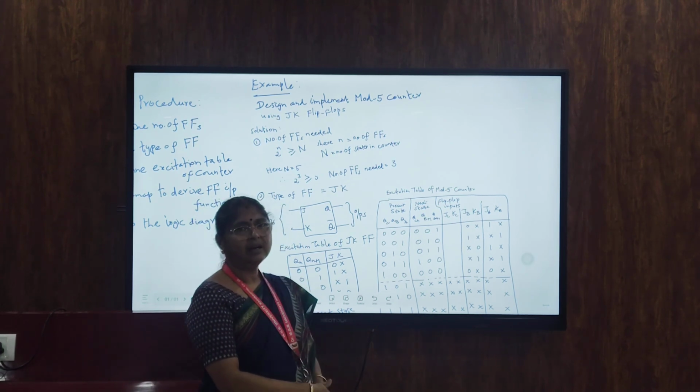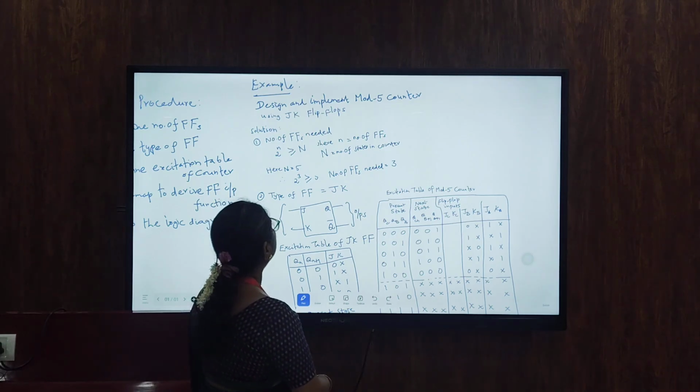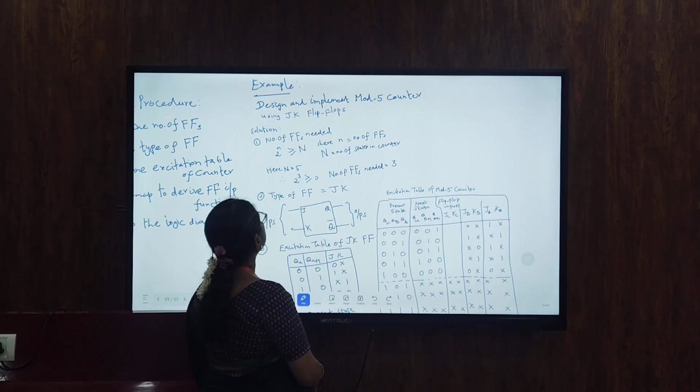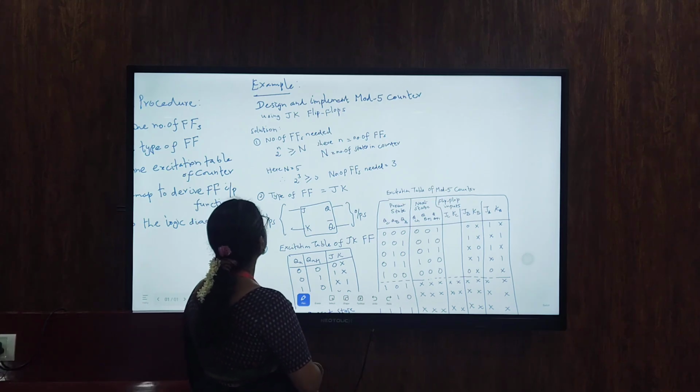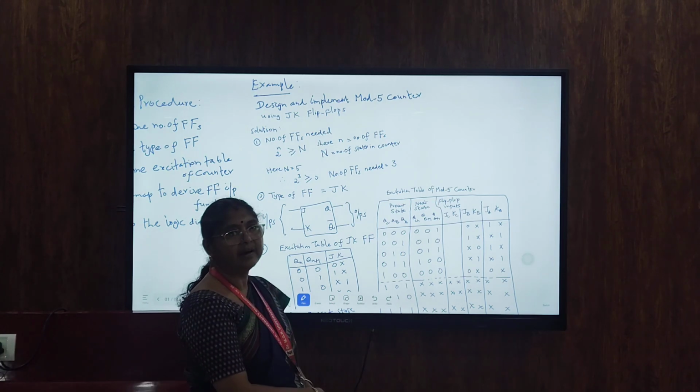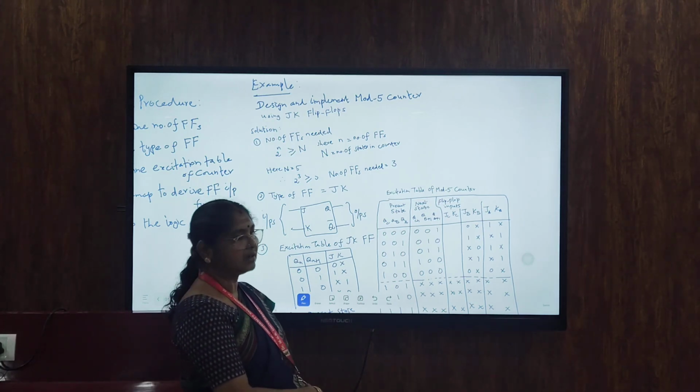Now we will see one example. The problem is to design and implement a mod 5 counter using JK flip-flops. We will see how to do the design and implementation. The first step in the solution is to find the number of flip-flops required for implementing the counter.